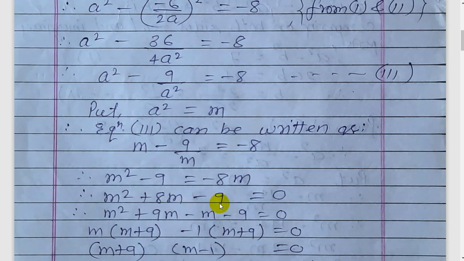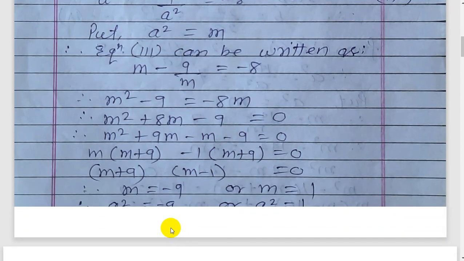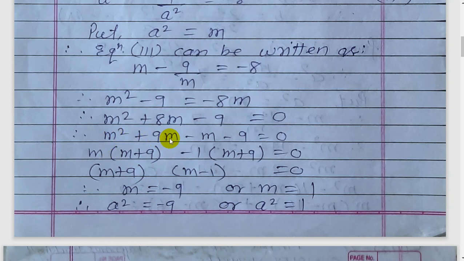So we know that 9 ones are 9, plus 9m and minus 1m becomes plus 8m. Therefore the middle term can be split into 9m and minus m. So therefore m square plus 9m minus m minus 9 equal to 0. After that we should take common in the first two terms. So m is common in the first two terms, we get m into m plus 9, and minus 1 common in the last two terms, we get minus 1 into m plus 9 equal to 0.